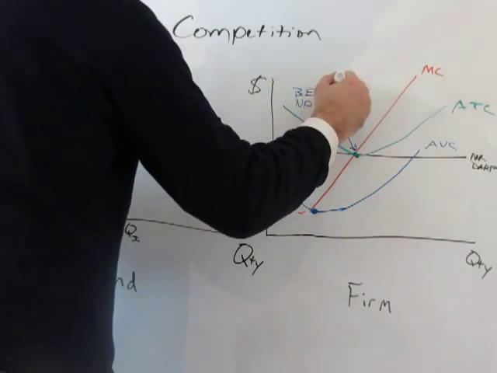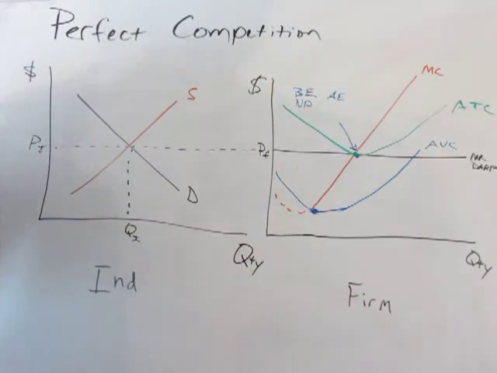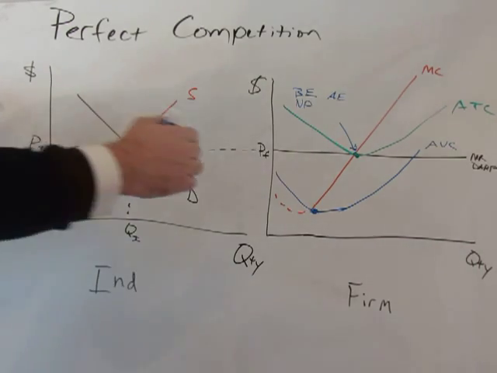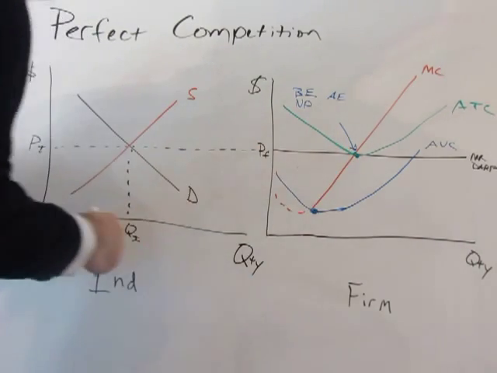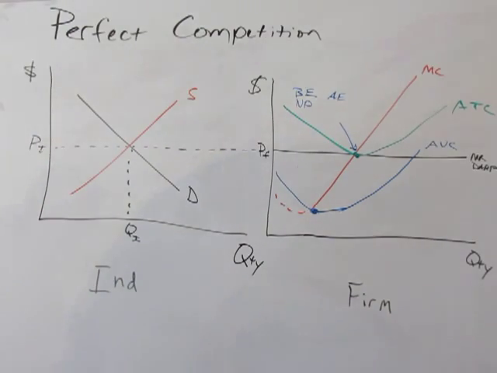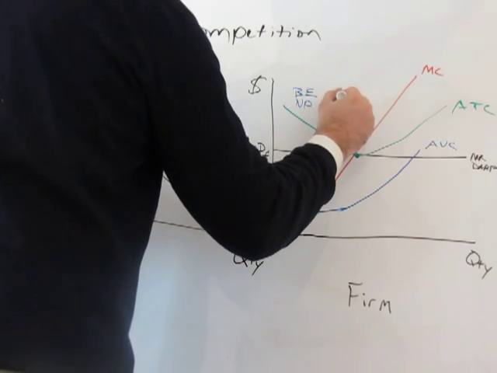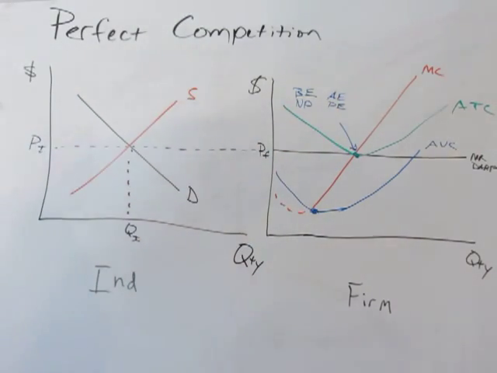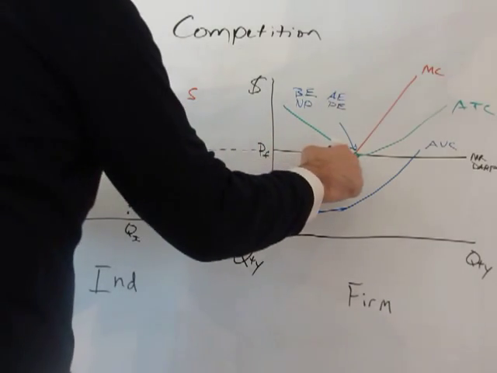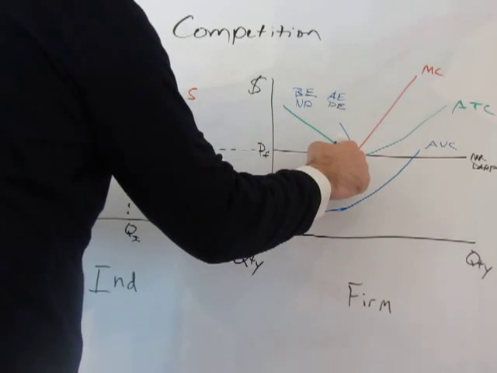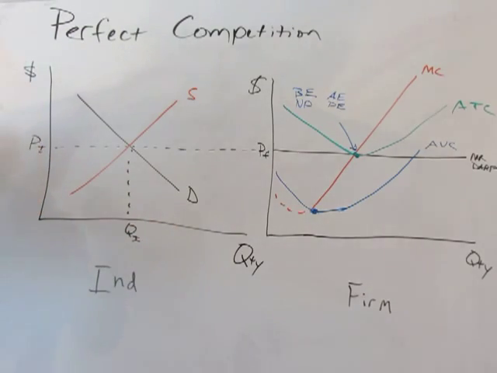It also gives us allocative efficiency. That is where society's benefit equals society's cost, which means that marginal benefit or price is equal to marginal cost. Price is equal to marginal cost at that point. And then the last thing is we have productive efficiency. Productive efficiency means that society is producing the goods for the lowest possible cost, and in this case we are. We're producing where price is equal to minimum ATC.